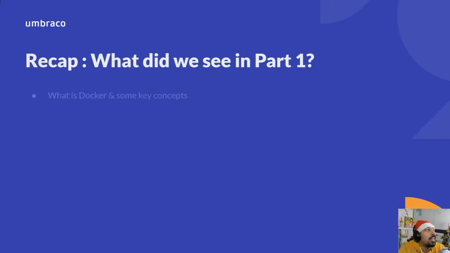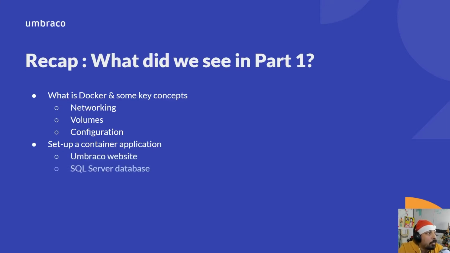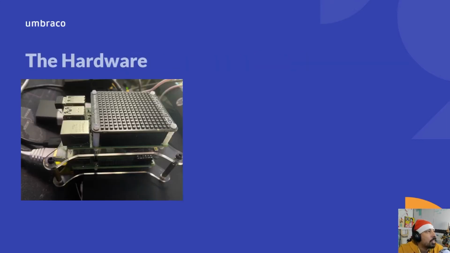Okay, what did we look at in the last part? We looked at what Docker is and some of the key concepts of what Docker can do: the networking, how Docker can store data in volumes, and the configuration required to set up an application with more than one container. We looked at how you set up a container application involving more than one using Docker Compose. We created an Umbraco website, the SQL Server database, the web service as well, and had all that running in Docker and Windows, which is a pretty nice demo.